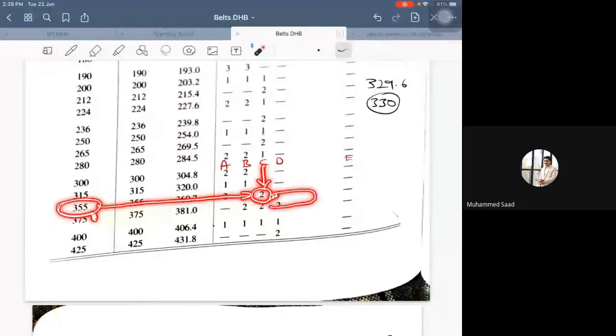What is the next option? 375. For 375, what is the preference given? For 375, again it is 2. So again it is not allowed. Go for the next one. For the next selection, which is 400, what is the preference given? 1. Now you have to pick 400.